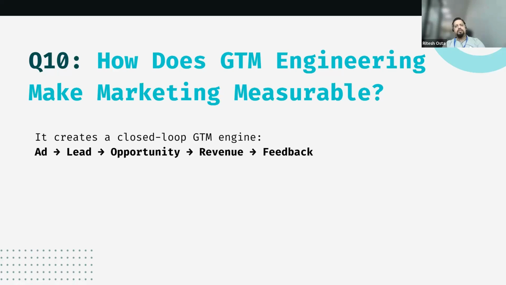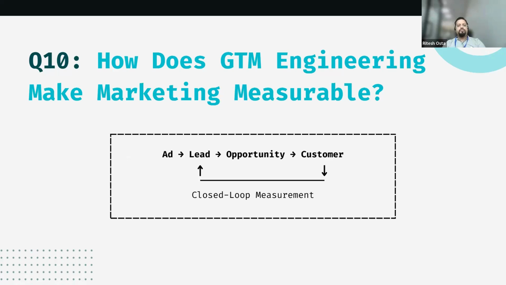But now with GTM engineering, we can create these reports very quickly, right? We can build these systems very quickly. We can build this workflow. We need to do the integration, create the data pipeline, all of that. There's a lot of work that needs to be done yet. But the point is, it's much faster than 5 years back. With the systems we had 5 years back, it used to take years to create this kind of system. Now you can create it in weeks and months. So ad, lead, opportunity, customer, closed loop measurement. It makes things much more measurable than 5 years back.